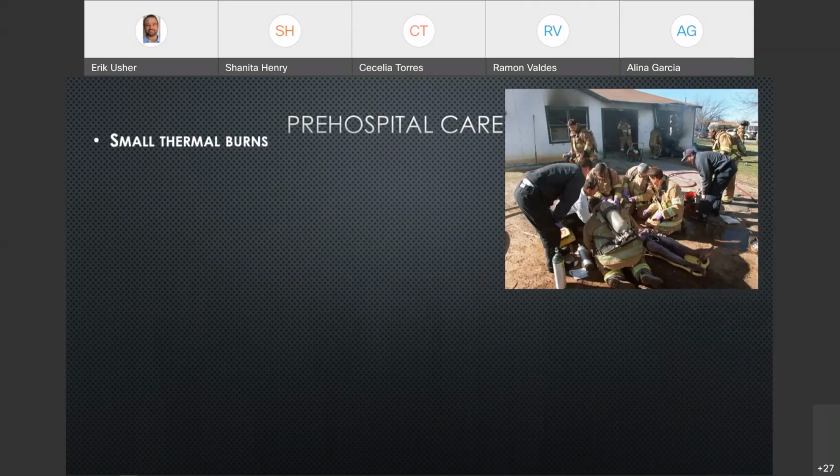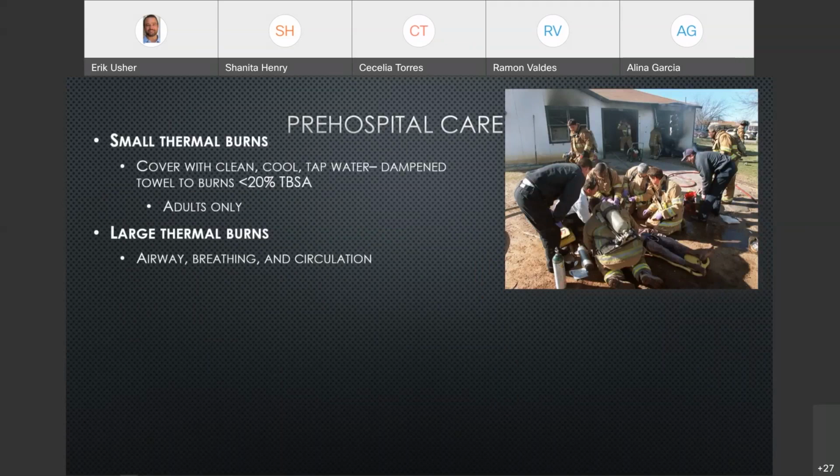Again, small thermal burns that we come in contact with, generally less than 20%, we cover with clean, cool tap water dampened towels, just to the burn. Usually adults; when it's children, we want to be a little bit more cautious with that. Large thermal burns, ABCs. It always starts with the ABCs. We don't immerse them in cool water or pack with ice. Anyone know why? Any guesses why? Educated guesses why.